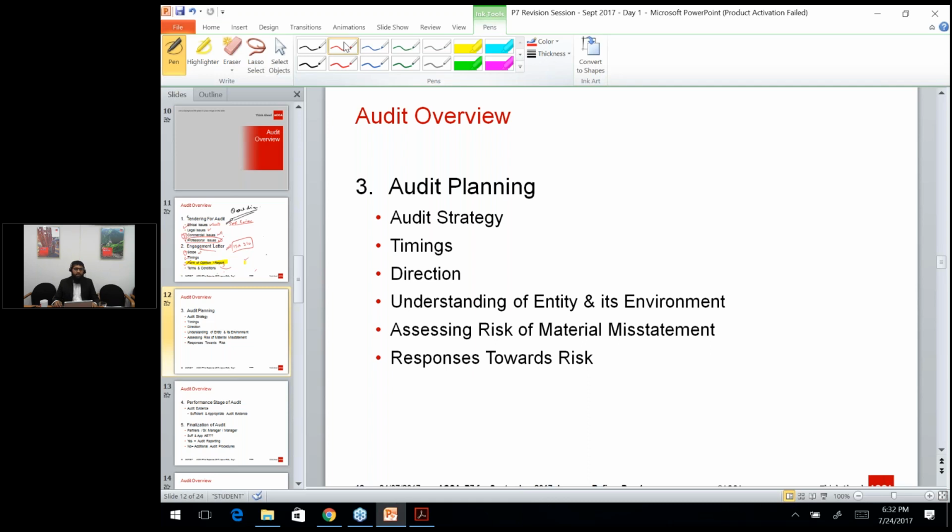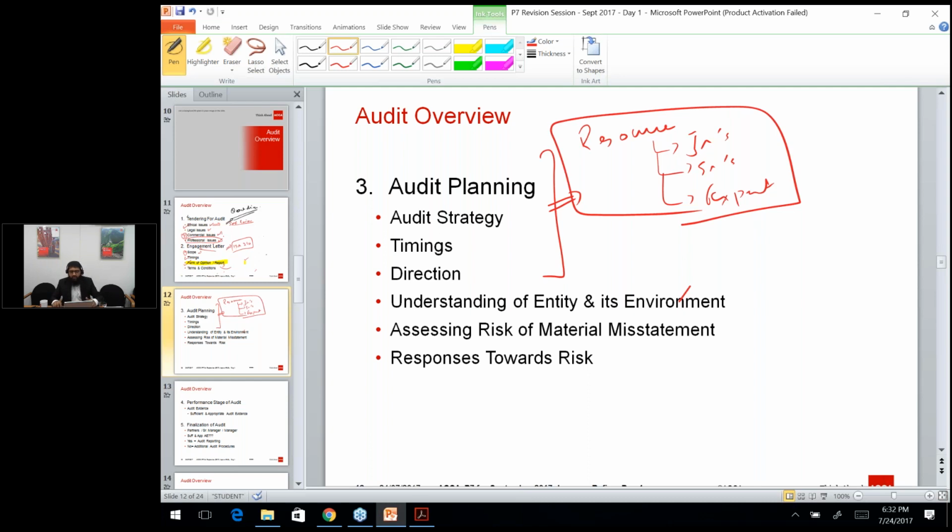The audit strategy includes a lot of things. It includes how exactly we would be undertaking this audit, and this could include the complete planning, which is what sort of resources we would need: how many juniors for this specific audit, how many seniors, how many experts. All of these things need to be considered. So as an auditor, number one, you need to consider what resources you would need for this specific audit. And in addition to the resources, would we need the work of an expert?